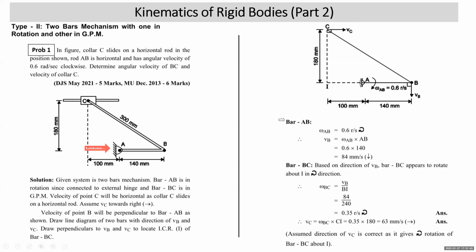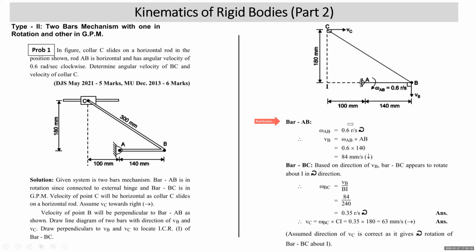Now, first we'll consider motion of bar AB. If you look at motion of bar AB, it is rotating in clockwise direction. So velocity of point B will be perpendicular to AB. It will be vertically down. Why is it vertically down? Since bar AB is horizontal, velocity of point B will be perpendicular to AB, and since it is rotating in clockwise direction about A, velocity of point B will be vertically down.